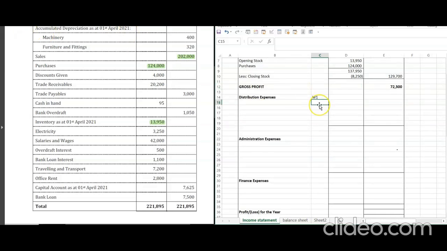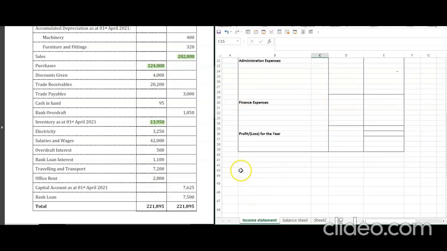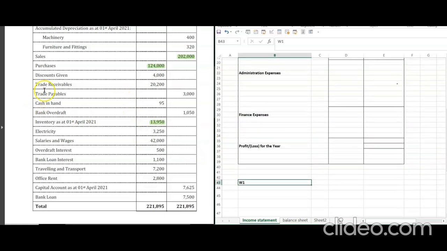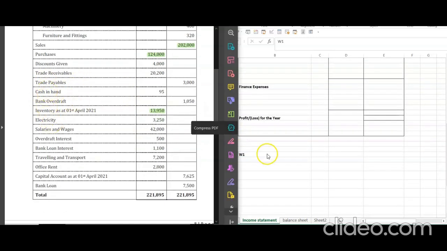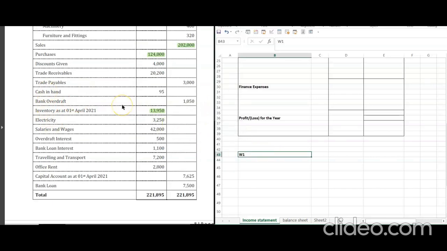In this working, you will be doing the working for the distribution. So let us do the workings here. Working. So what are the expenses that will come under distribution? You can take distribution expense. Mostly these expenses are related to the sales. That means to make sales, what are the expenses that are incurred?